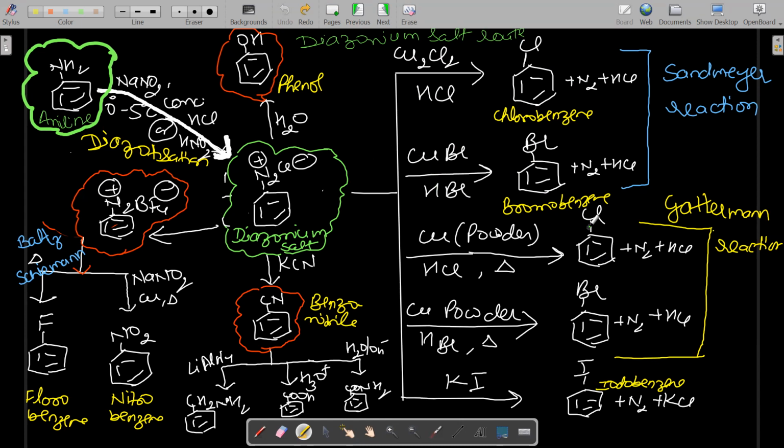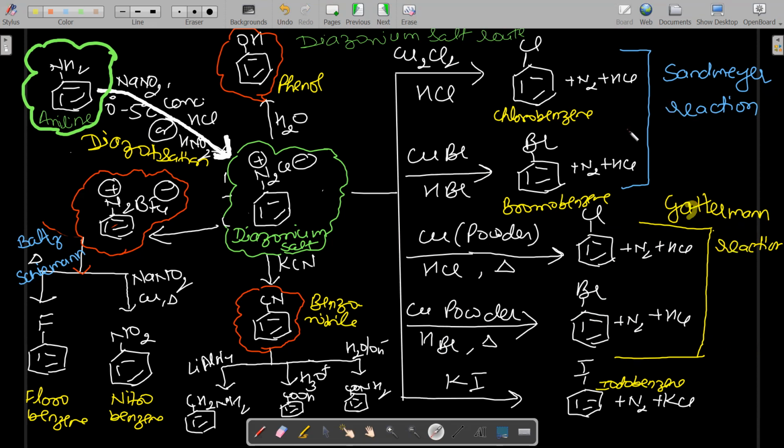Chlorobenzene and bromobenzene can also be obtained from the diazonium salt by another reagent. Instead of copper halide, we can take copper powder with the same reagent, that is HCl or HBr. We get the same product. But these two reactions have another name, which is the Gattermann reaction. So these two reactions are Gattermann reactions.